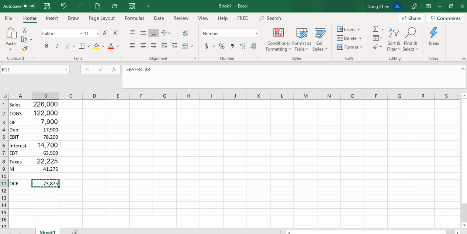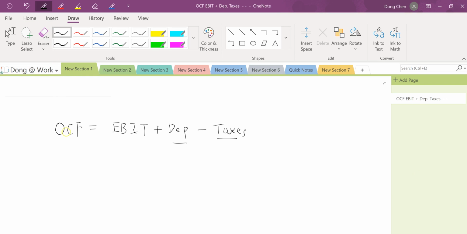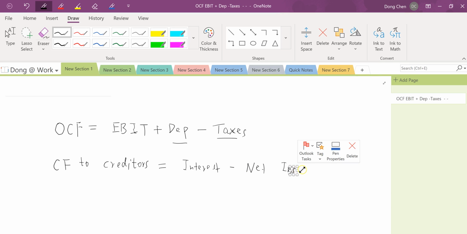Okay, cash flow to creditors. So cash flow to creditors equals interest, because the interest payment to creditors is positive, and then we have the net issuance of debt. When the firm issues debt, the cash flow comes from the creditors to the firm. So from the creditor's perspective, this is a negative cash flow or cash outflow. So then cash flow to creditors is simply the interest minus the net issuance of debt.